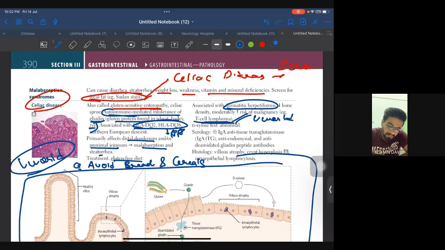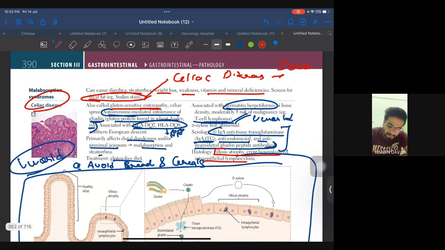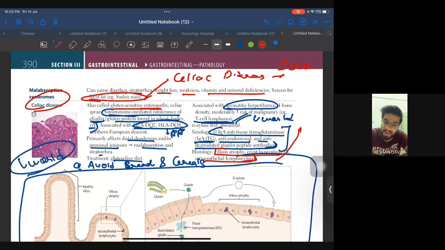Okay. Serology: IgA positive anti-tissue transglutaminase, anti-endomysial, anti-deamidated gliadin peptide antibody. So these are the names of antibodies that you need to remember. Along with that, histology: villus atrophy, crypt hyperplasia, and intraepithelial lymphocytosis. This same line will be given everywhere, in UWorld, in NBME, everywhere. Mark my words, celiac disease is the most important malabsorption syndrome, and this is the only malabsorption syndrome that they will be asking you again and again.